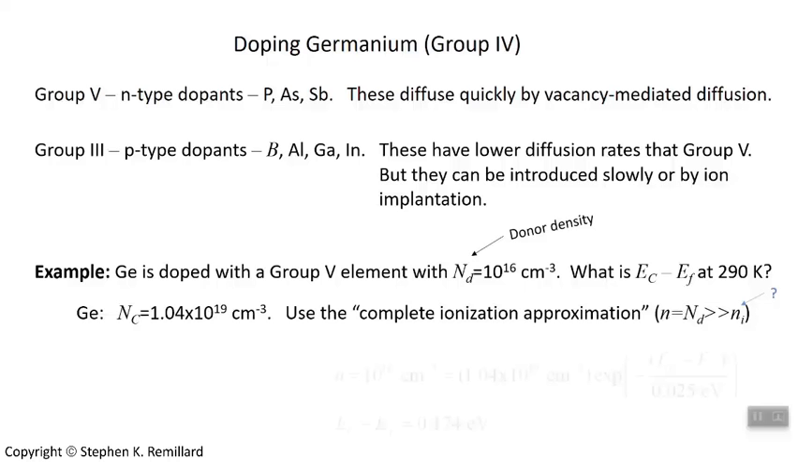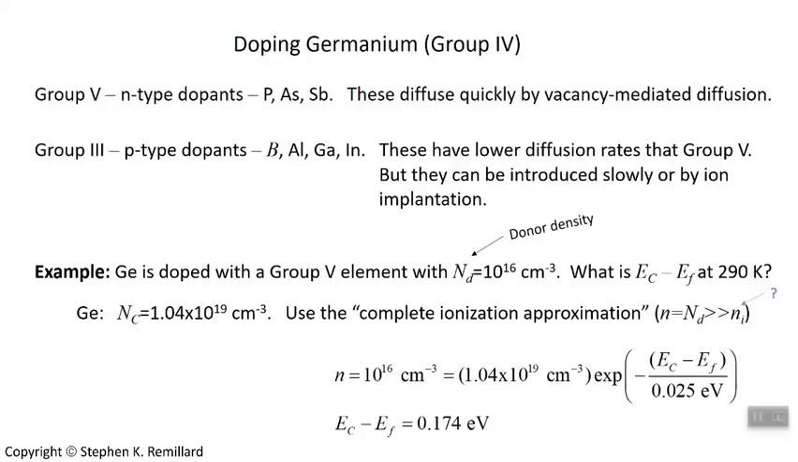So let's do a calculation. We will use 10 to the 16th for little n. 1.04 times 10 to the 19th comes out of table 1-4. And let's calculate E_C minus E_F. Now I use 0.025 instead of 0.026 for kT because the question said at 290 Kelvin. And you end up with the conduction band edge and the Fermi energy being 0.174 eV apart.